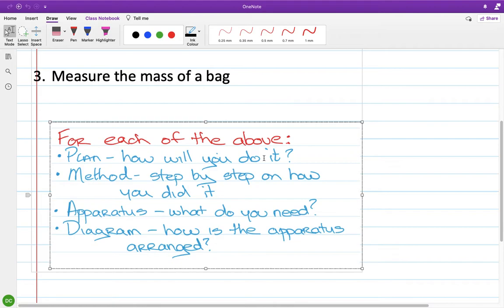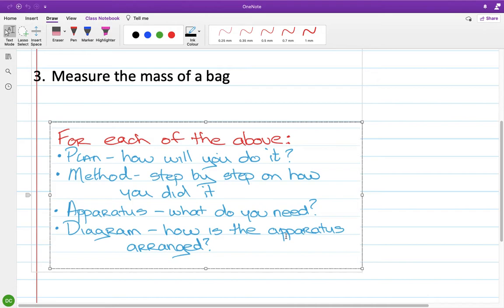Now for some it'll be easier than others, that first bit. I want you to write your method, so step by step. Step one, I will do this. Step two, I will do this. Third thing, not necessarily in this order, is what apparatus will you need? So what do you need? You should be able to get pretty much all of it out there in the lab. And then a diagram. So how is the apparatus arranged in a diagram?